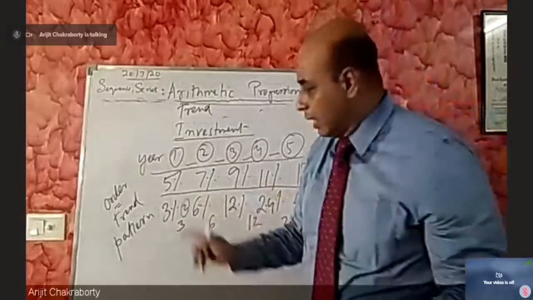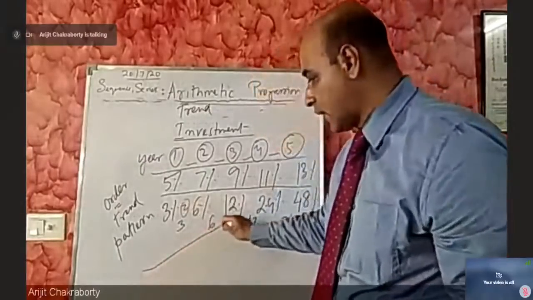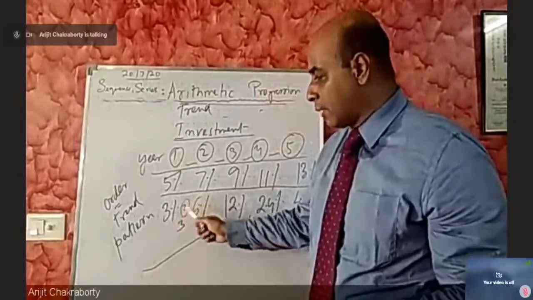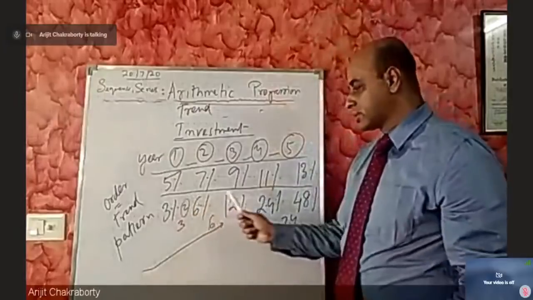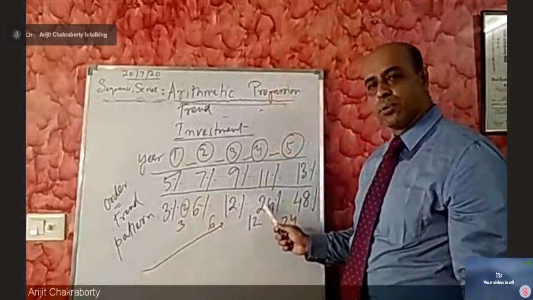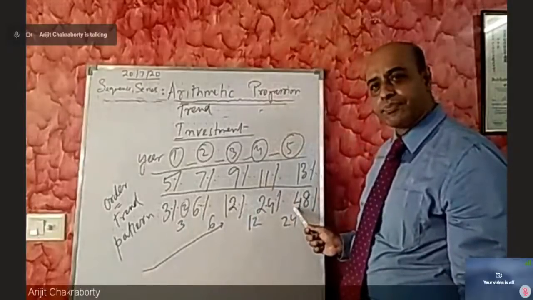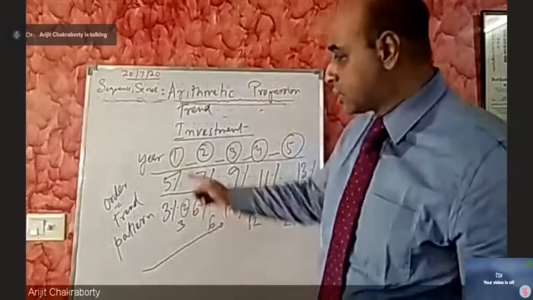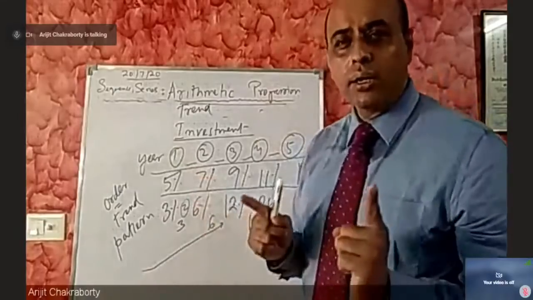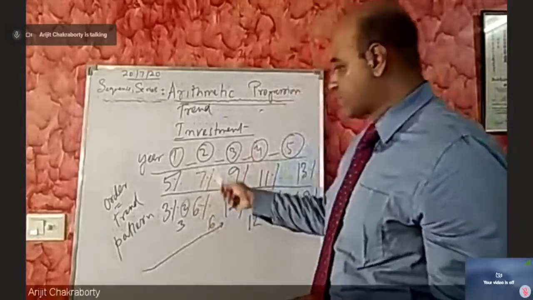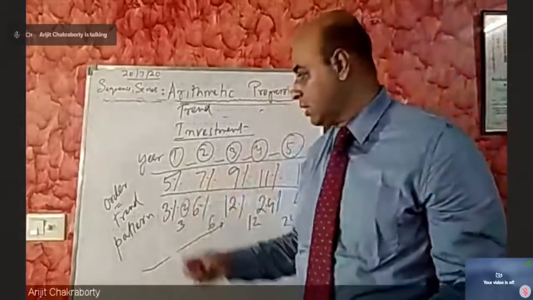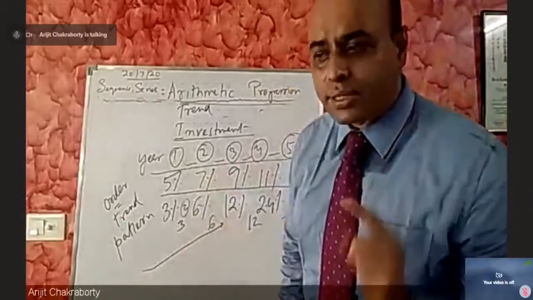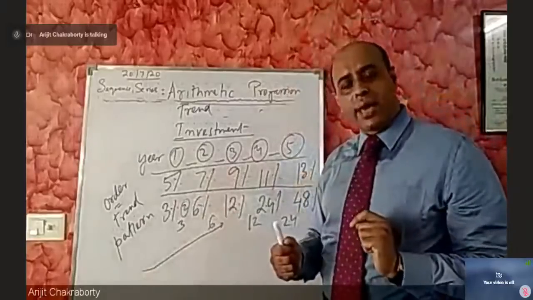That means here the series is increasing, no doubt, but it is becoming double. 3 into 2 is 6, 6 into 2 is 12, 12 into 2 is 24, 24 into 2 is 48. So dear friends, I hope you can see the difference between these two. Both are a set of numbers. 5, 7, 9, 11 and 13 is a set of numbers. 3, 6, 12, 24, 48 is also a set of numbers, but there's a difference between them.